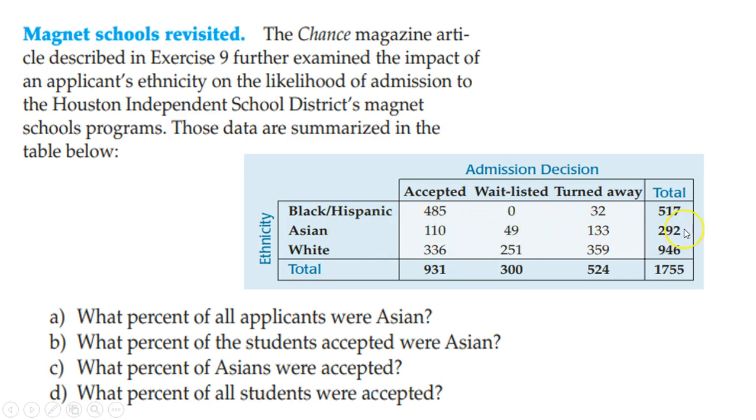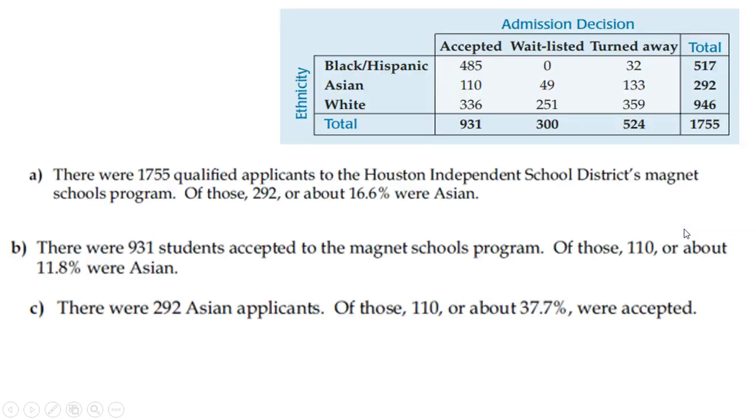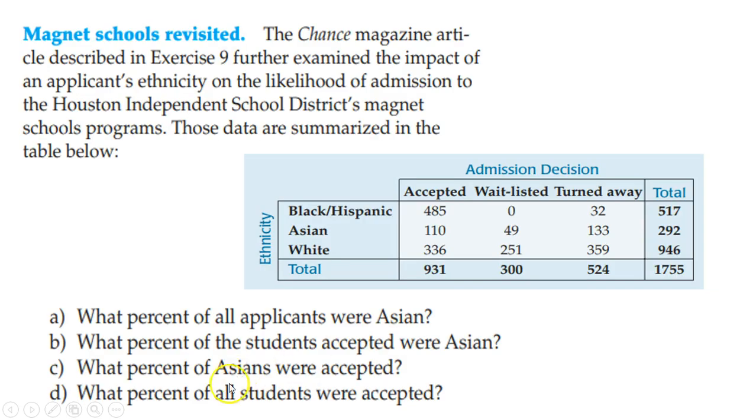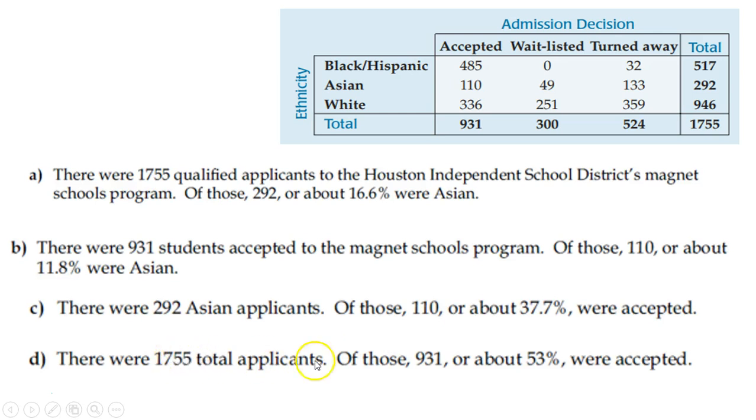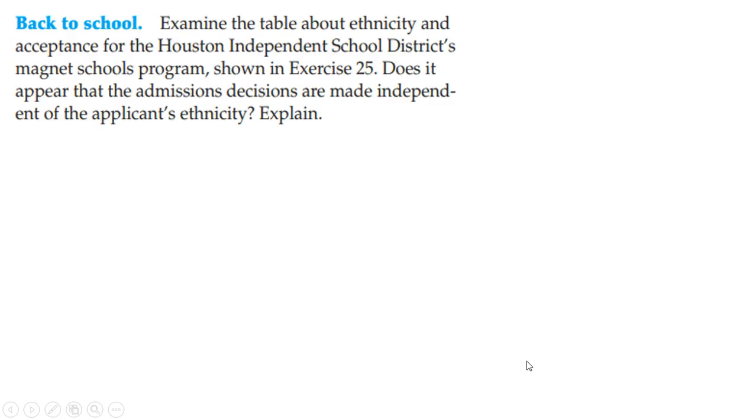What percent of Asian students were accepted? There are that many Asian students, 110 were accepted, for 37.7%. And then what percent of all students were accepted? Right there is where we're looking for all of it. So there's a total of that, 931 were accepted, for 53%. Just going over how to read these two-way tables is basically what we're saying here.